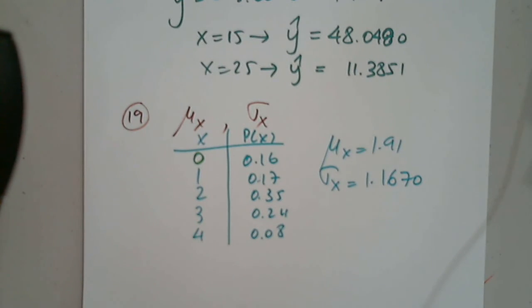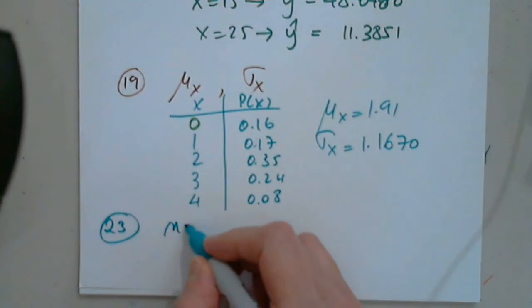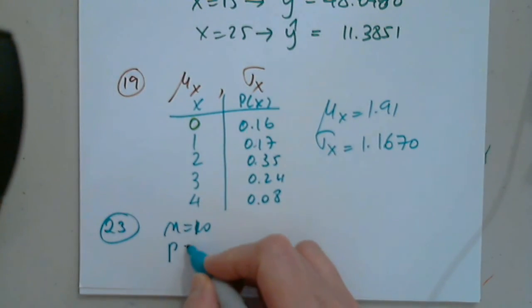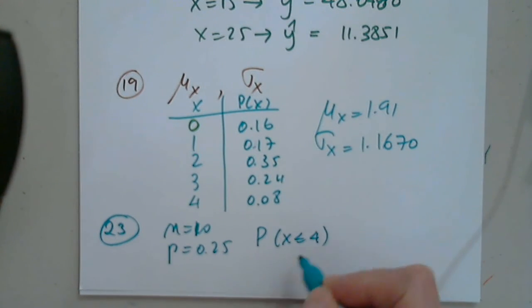Okay, I would like to look at binomial experiments. So let's jump to 23 and we'll come back. Okay, here's a binomial experiment. Problem 23. So we have n equals 10, p equals 0.25, and we want the probability for x less than or equal to 4.